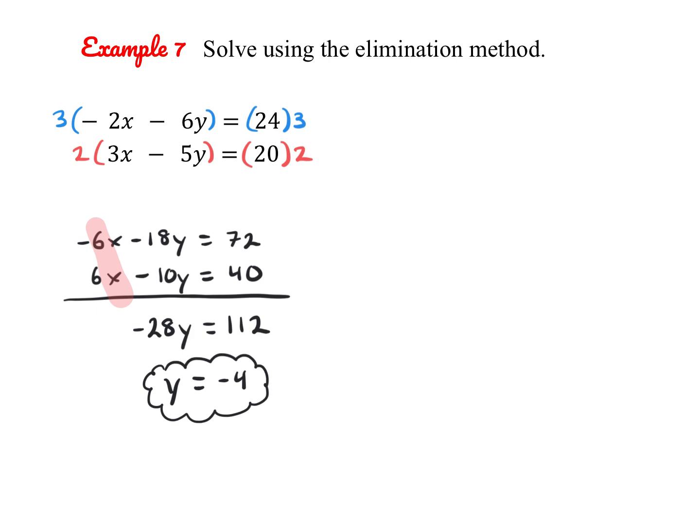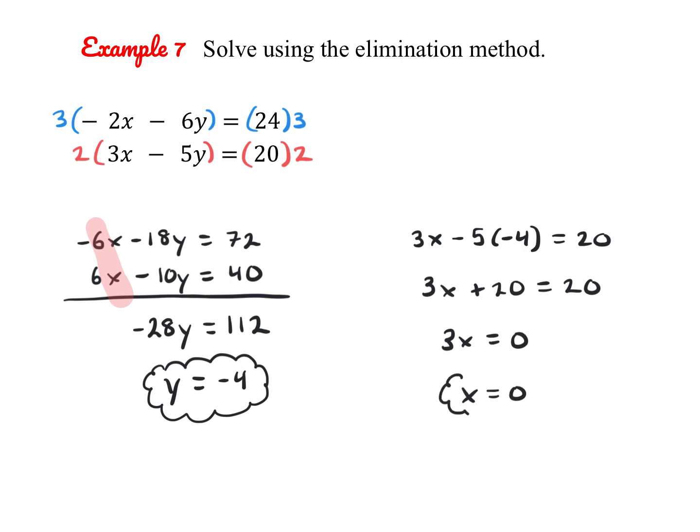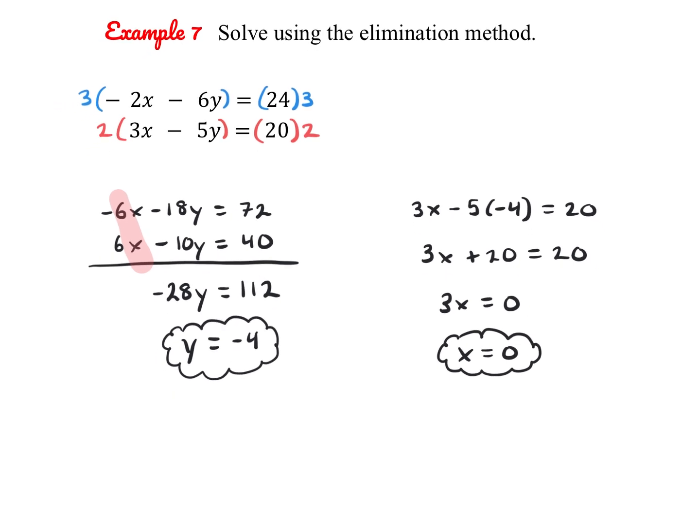So once you've solved for one variable, you're going to substitute that into either of the original equations. Maybe I'll substitute that into the second equation. So 3x minus 5 times negative 4 for y equals 20. So 3x plus 20 equals 20. 3x equals 0, so x equals 0. So my last step is to simply write my answer as an ordered pair, 0, negative 4.